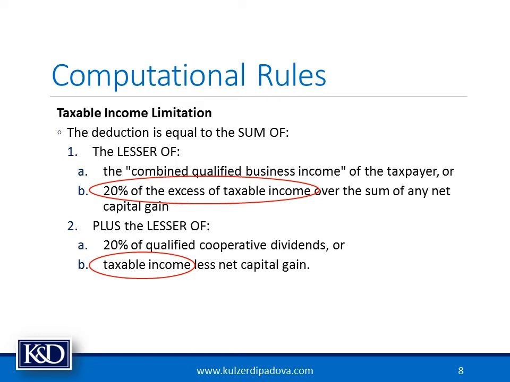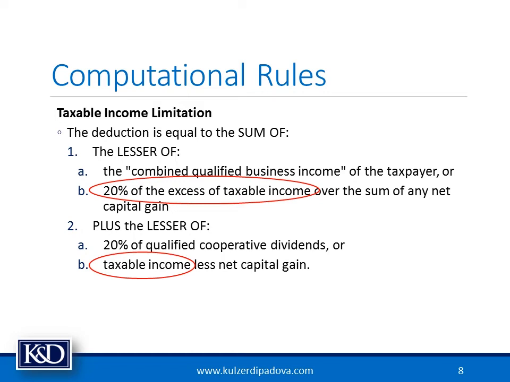So again, hopefully this is not the first time you've seen this. This is the statutory computation of the QBI deduction. It's equal to the sum of two numbers: the lesser of combined qualified business income or 20% of the excess of taxable income over net capital gain, plus qualified cooperative dividends, or taxable income less net capital gain. What I want to focus on is the taxable income part of it. That's what the proposed regs address.